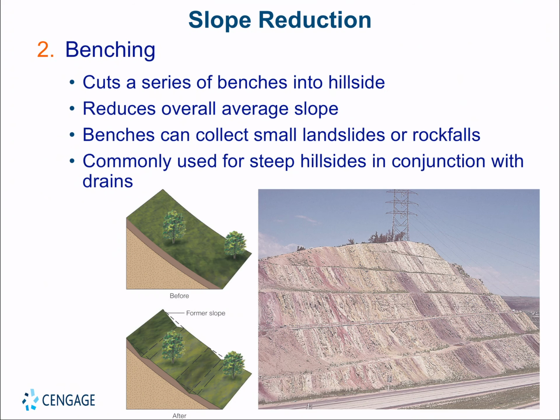We could also do something known as benching. Basically we cut a series of benches or notches into a hillside. It reduces the slope. So you can see all the benches. Basically material is going to fall and accumulate on the bench as opposed to coming straight down. Material would come down here, accumulate on this bench. So it would help eliminate the rock falls, the landslides.